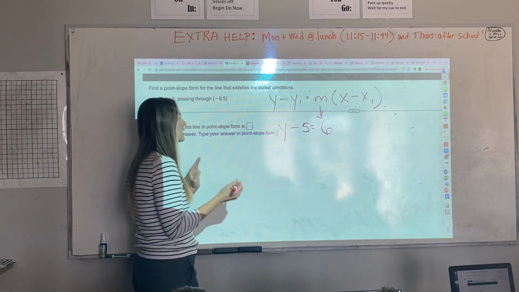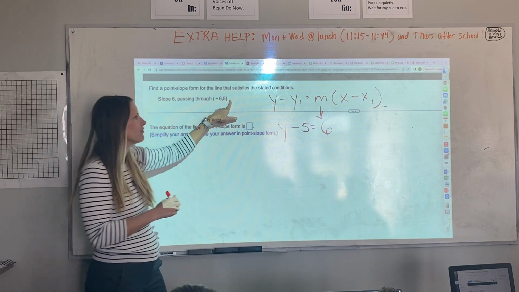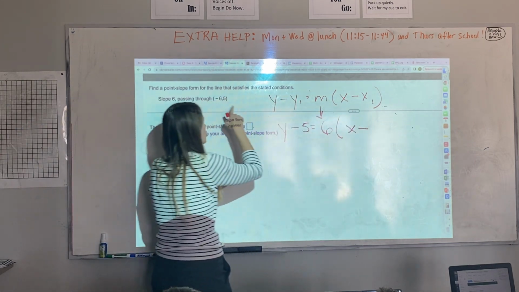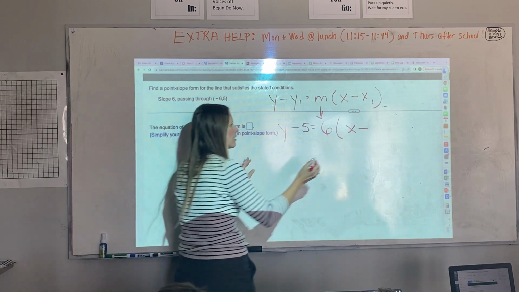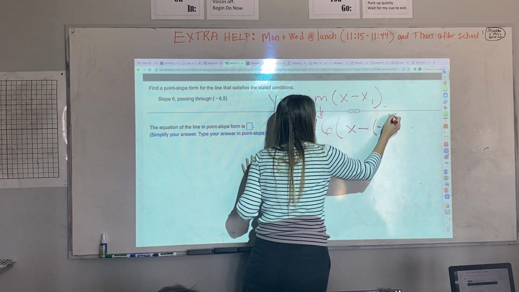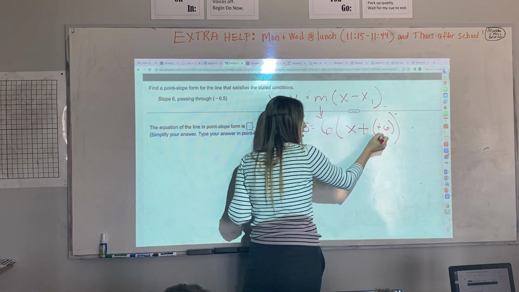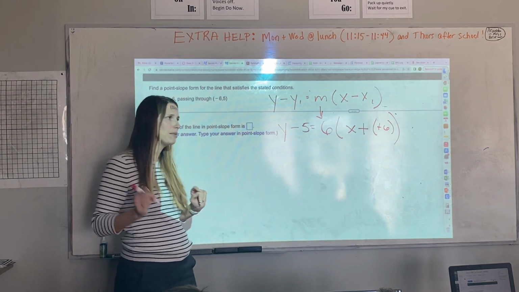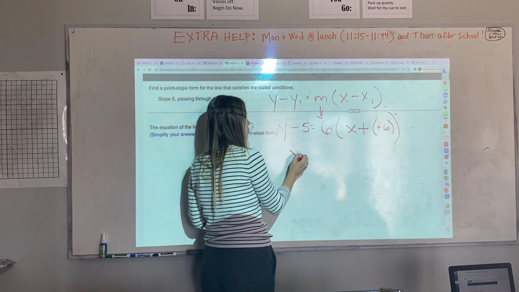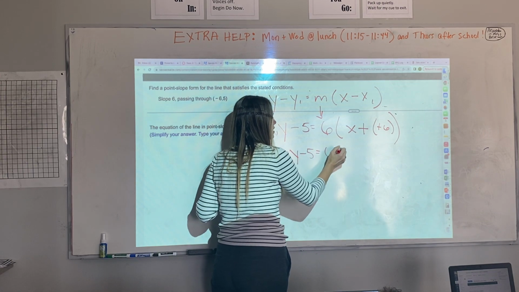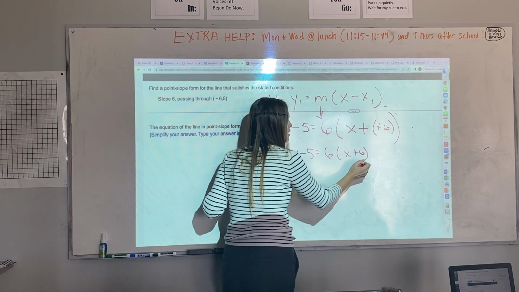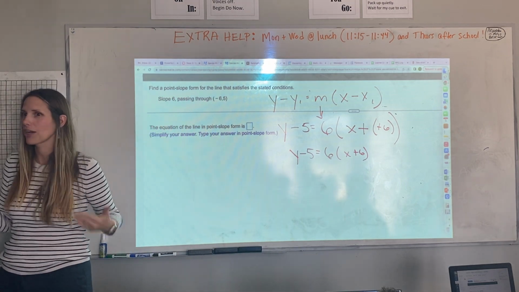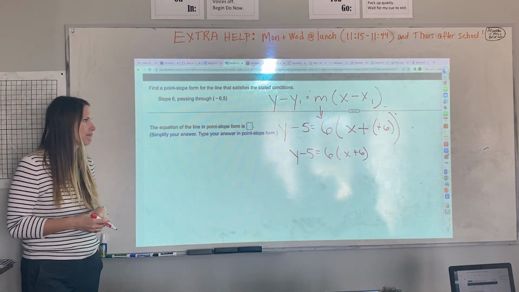That's going to be nice and easy because the 5 is positive. But over here, I have x minus my x1, which is negative 6. So change that sign. And all I have to do when I type it into the system is y minus 5 equals 6 times x plus 6. If you put x plus 6 without the parentheses, it's going to mark it wrong, so don't do that, okay?